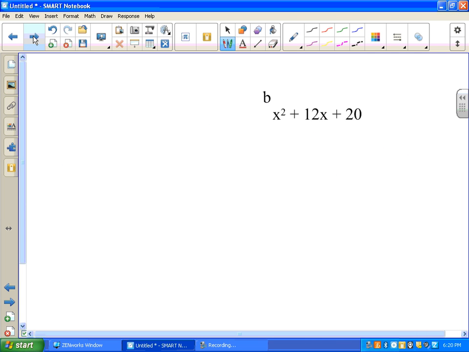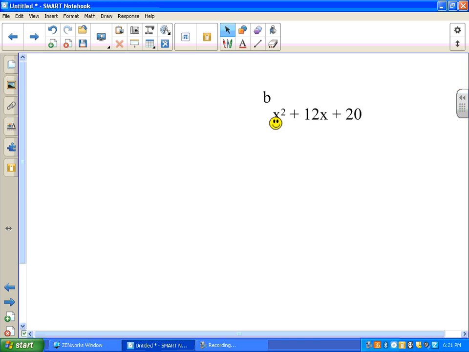B. Well, I ask myself, is it a greatest common factor? Is there a letter that goes into x squared and 12x? So far it's x, but 20? No, there's no letter that goes in there. Now, is there a number that goes into x squared and 12 that's the same? Only the trivial case, which is 1. So there's not going to be a greatest common factor.